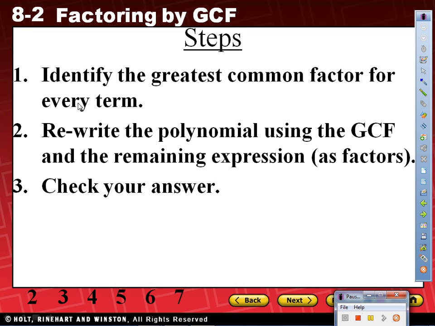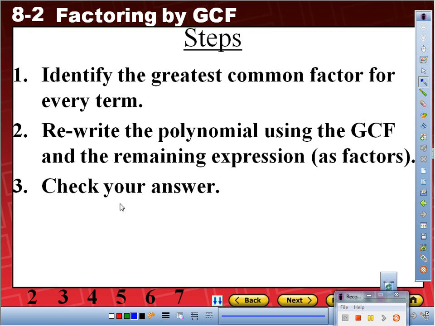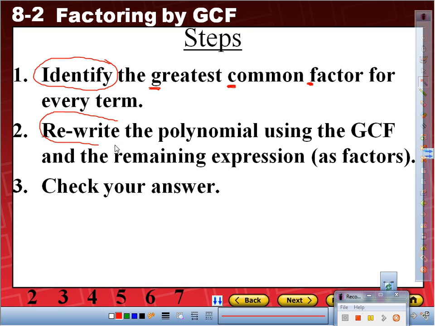So here we go. Step 1, I want you to circle, identify and underline the GCF. Memorize that step because we're going to be using it a lot. Tell your neighbor what I just said. So identify the GCF. Step 2, rewrite using the GCF and remaining expression. And step 3, check. Fairly simple steps.